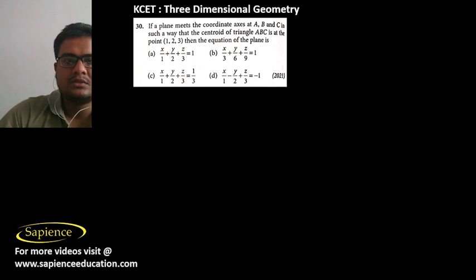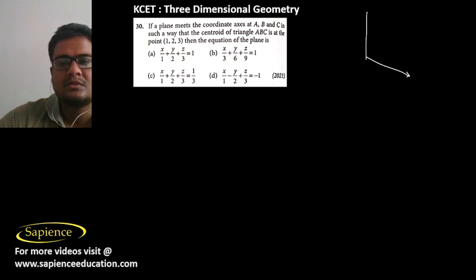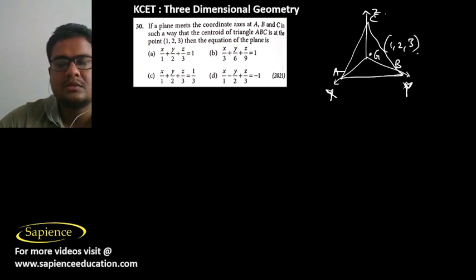Then in question number 30, it is told if a plane meets the coordinate axes at A, B, and C in such a way that the centroid of the triangle ABC is at the point 1, 2, 3, then the equation of the plane is. So this is the x-axis, this is the y-axis, and this is the z-axis. So the plane meets the coordinate axes at A, B, and C respectively, such that the centroid G is at 1, 2, 3. The equation of the plane is how much?